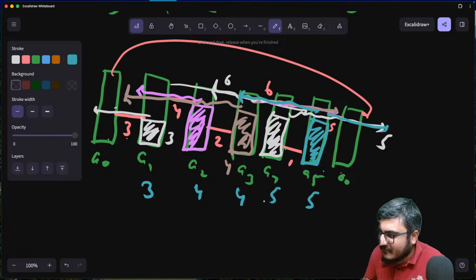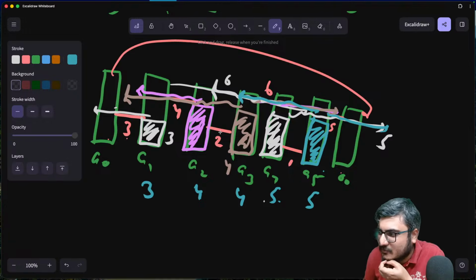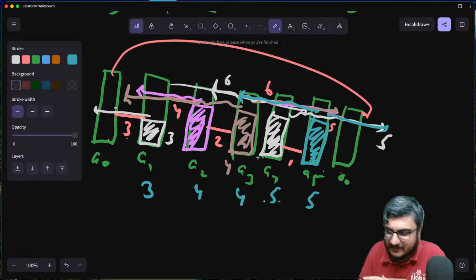And now we have a pipe of height 1, but both of these have the same water. So no more water will move here. We have a pipe at height 2, but both of these have the same water. So it's not moving anywhere. And I am claiming this is the most optimal way to fill water here.